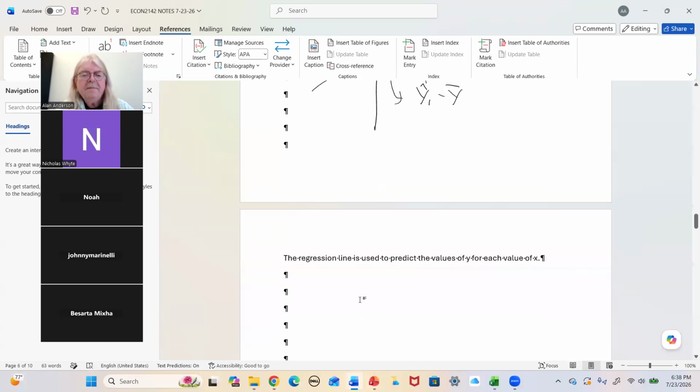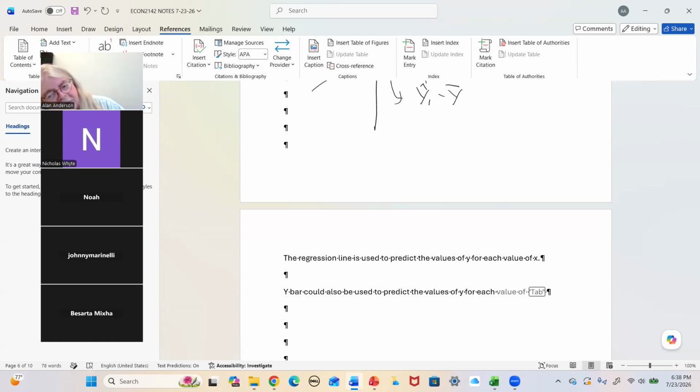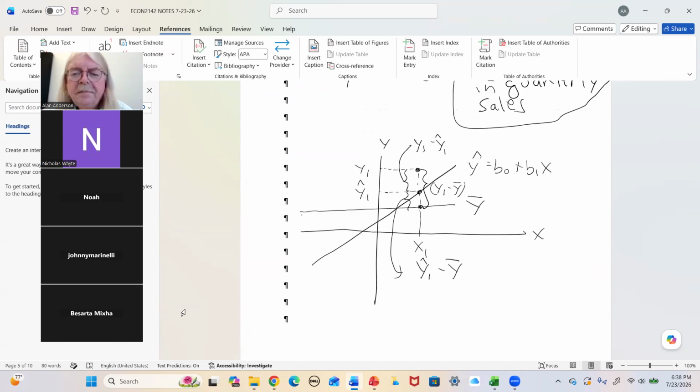but y bar could also be used to predict values of y for each value of x. It would be very boring. It's just everyone would be assumed to be equal to y bar. And of course, on average, they are. So what's happening up here is that this piece represents an error by the regression line, meaning this is where it goofed. It predicted something that didn't happen.